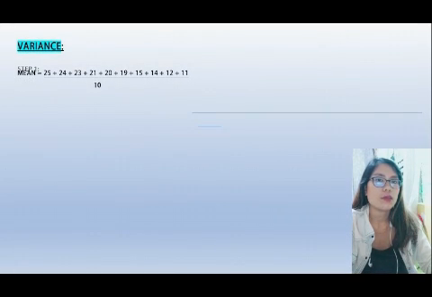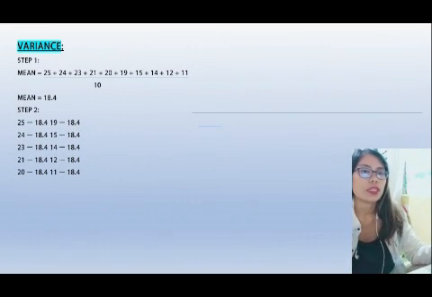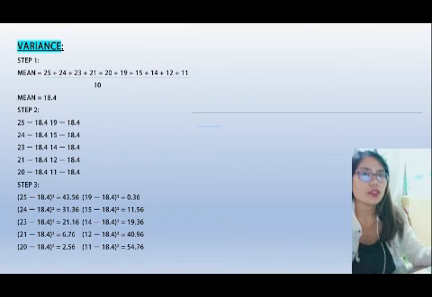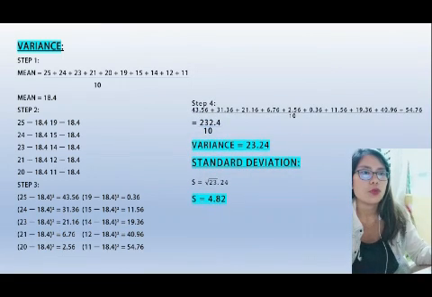Now, in getting the variance, step 1, you need to get the mean. For this data, the mean was 18.4. Step 2, get the difference between the mean and each data. Step 3, square each difference. And step 4, divide it by the number of data. So here we got 232.4 divided by 10, so the variance is 23.24.